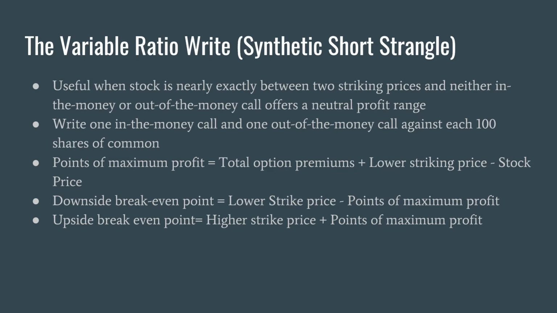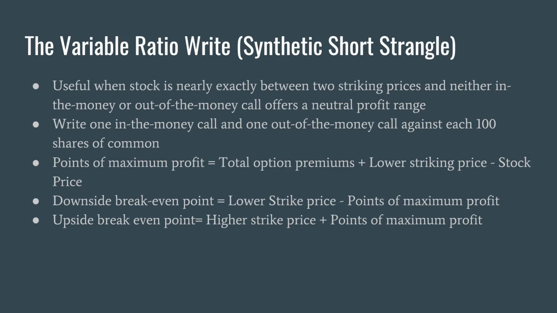Now we're going to talk about the variable ratio write, or the synthetic short strangle. In ratio writing, one generally likes to establish the position when the stock is trading relatively close to the striking price. The synthetic short strangle is useful when the stock is nearly exactly between two striking prices and neither the in the money nor the out of the money call offers a neutral profit range.